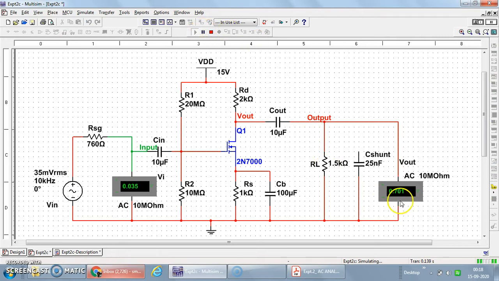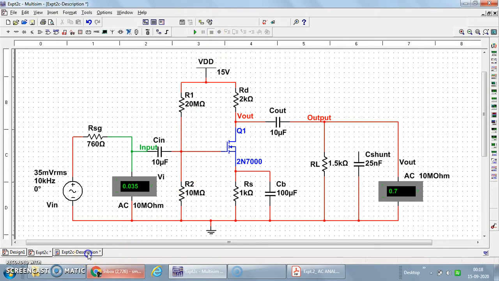So V0 triple dash is 0.7 volts. So input is 0.35 volts. 35, it means 35 millivolts, and output is 0.7 volts. So considering the RSG and considering RL. So I will stop the simulation.